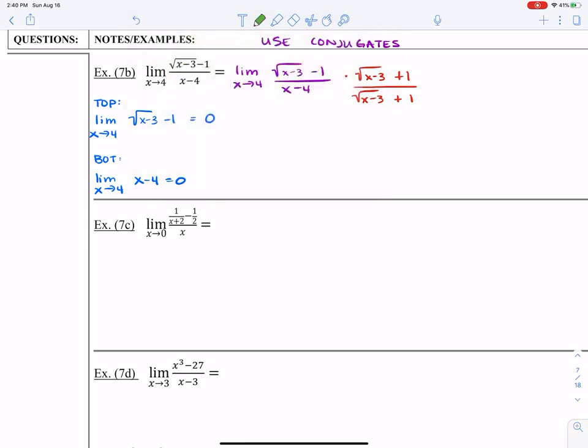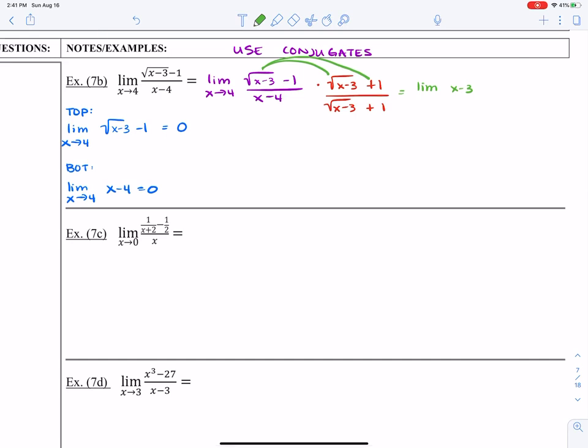So here we go. We're going to multiply. Root x minus 3 times root x minus 3 is just going to give me x minus 3. Root x minus 3 times positive 1 is plus the root x minus 3, and that's going to give me minus root x minus 3. And the -1 times positive 1 is -1. In the denominator, here is what's important: I want you to not distribute. I want you to leave it x minus 4 times root x minus 3 plus 1. That's going to be super important. Do not distribute the denominator out.